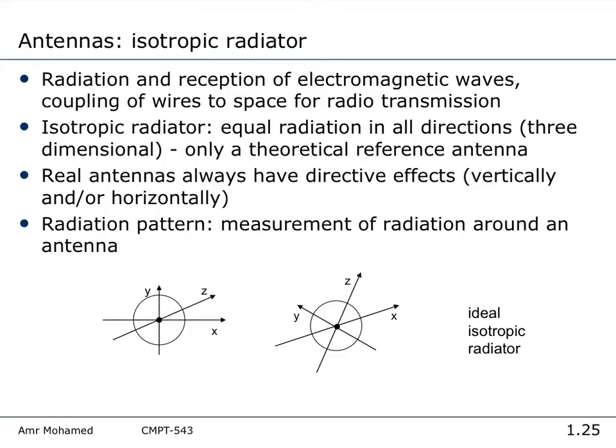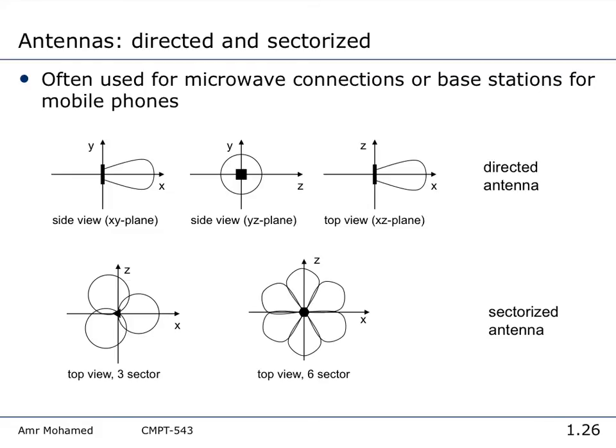So what we have is always directive effects. We always have some directive effects which affect the electromagnetic pattern, making it non-circular, at least in a specific domain, as we will see in a minute. So these are some examples of antenna.